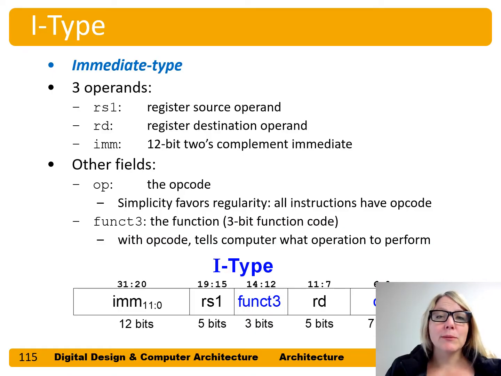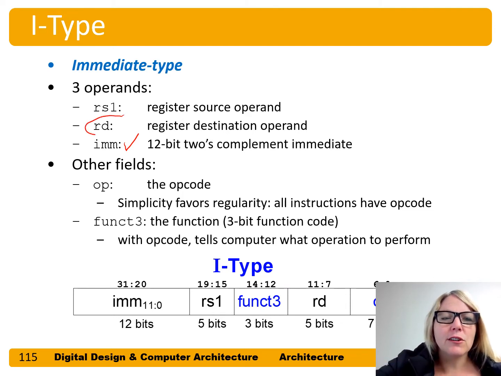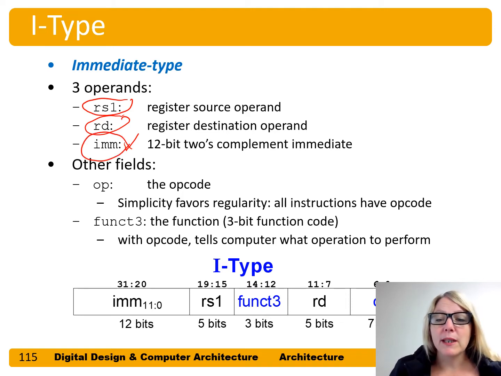We also have I-type instructions. Similar to R-type instructions, these I-type or immediate type instructions have 3 operands, but now one of the operands is an immediate. It's a 12-bit two's complement immediate. So we still have a destination register, RD, and a source register, RS1, but now one of our operands is an immediate, coded as a 12-bit signed or two's complement immediate.